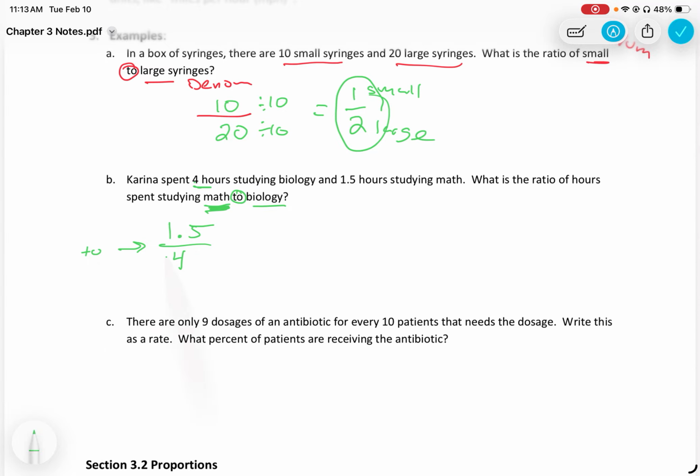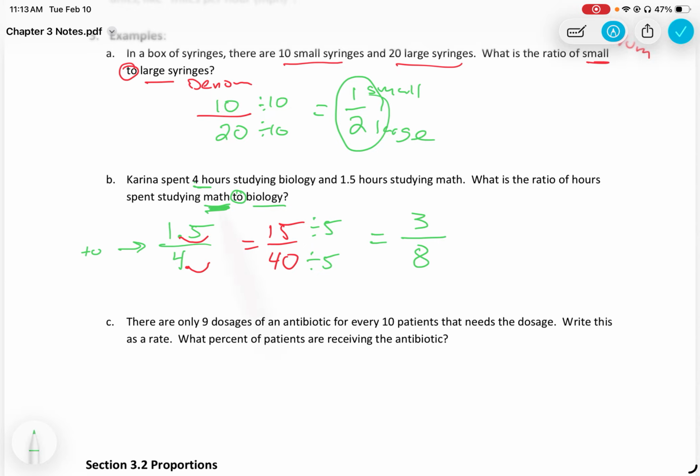So math to biology. To simplify this, we are not allowed to have decimals inside of our ratios and our fractions. So I need to move this decimal over once, which means I need to move this decimal over once. So this will be the same as 15 over 40. And now I can start simplifying from here. Anything that ends in 5 and 0, both numbers can be divisible by 5. 15 divided by 5 is 3. 40 divided by 5 is 8.